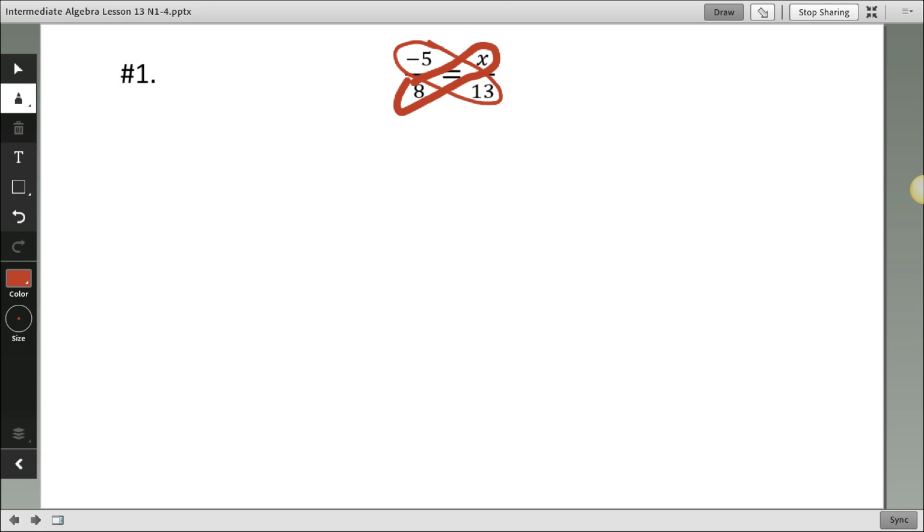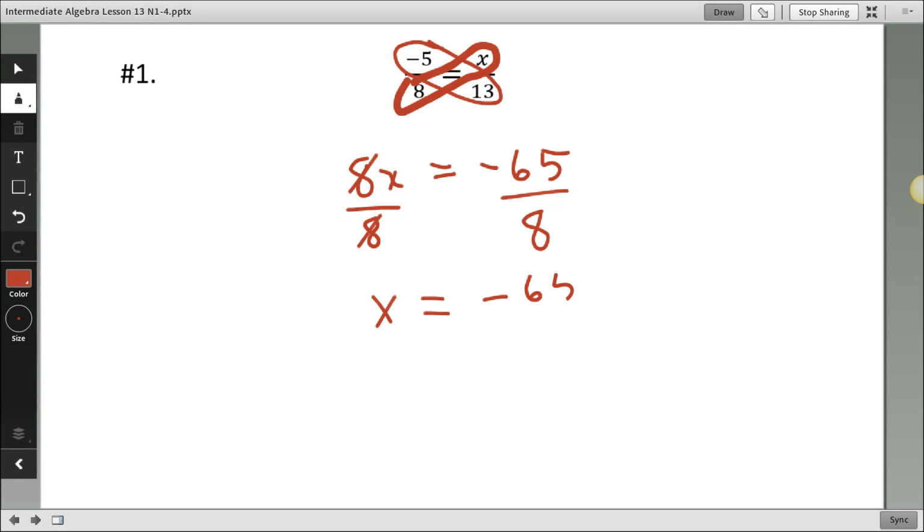So 8 times x is 8x. Negative 5 times 13 is negative 65. And once you get here, ladies and gentlemen, all that is required is that you isolate the variable by dividing each side. And then, unless that works out evenly or reduces, that is a done deal. So very simple. That's how you do kind of like number one.